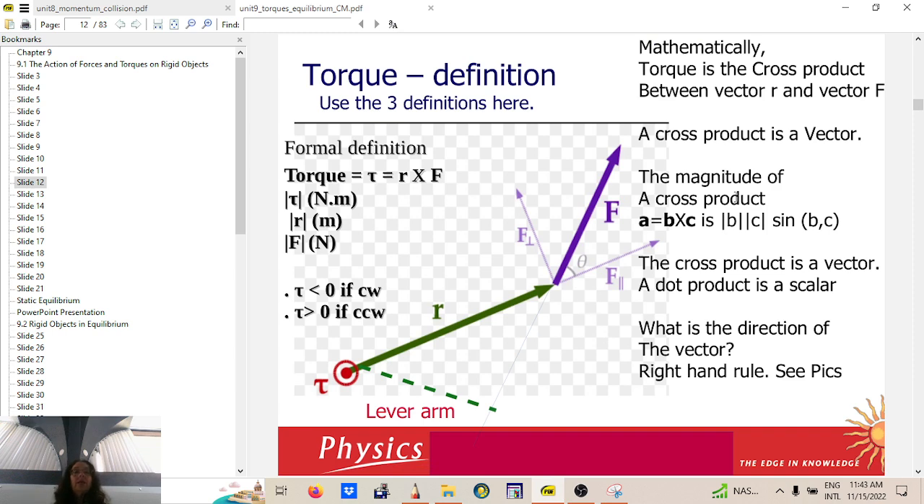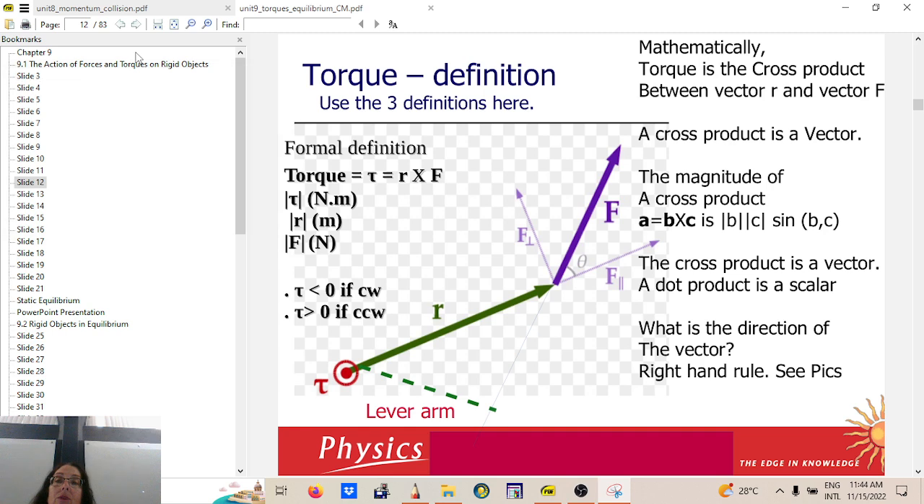Okay, to find the torque, if you use the math as a tool, you're going to do the cross product between the distance R and the force F. So that will mean that it's going to be the magnitude of the distance times the magnitude of the force times the sine between them, if you do it according to the definition. Because you see, that's the definition of the cross product.